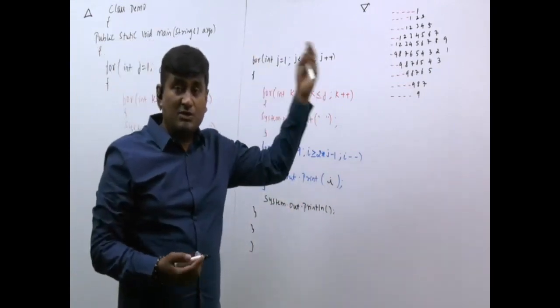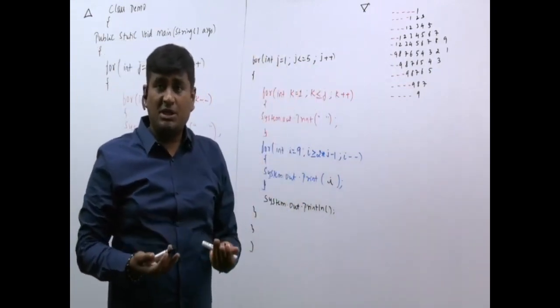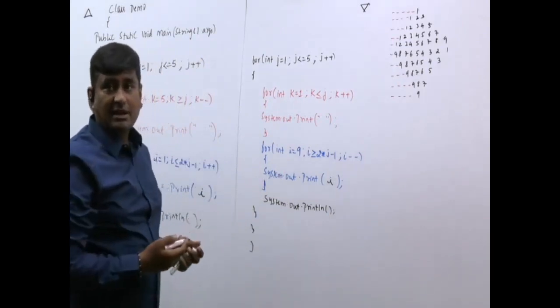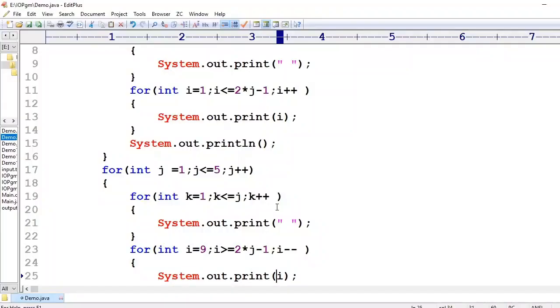This is one of the most frequently asked questions actually. Many students find it very difficult. What difficulty is there? Just changing i, that's all here. Just look at the output.